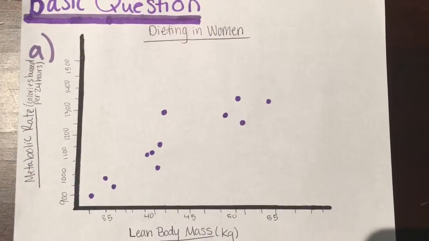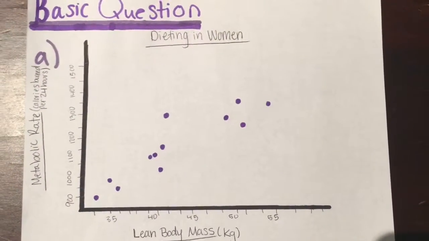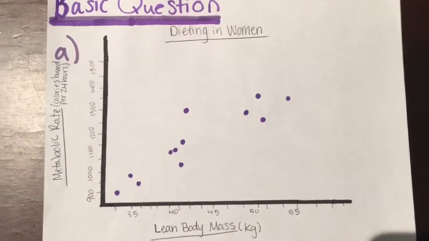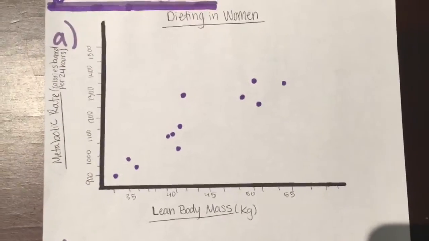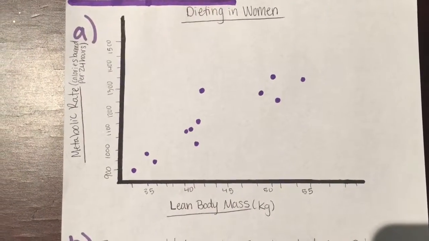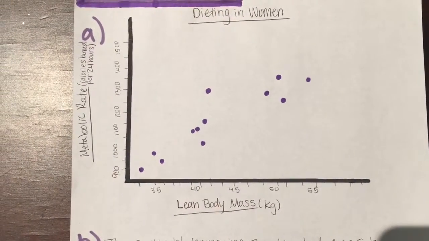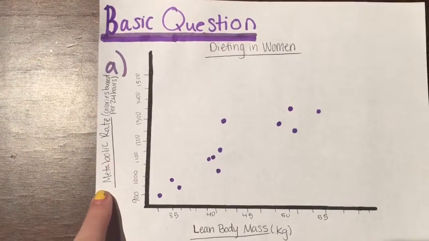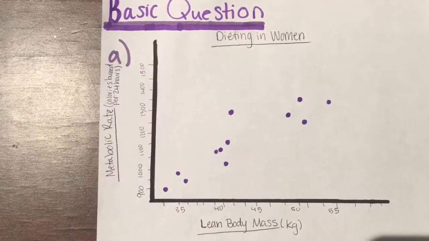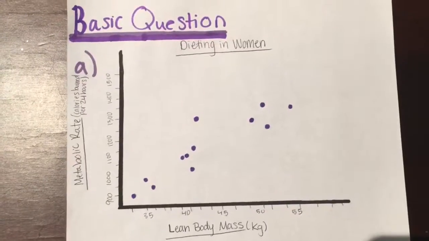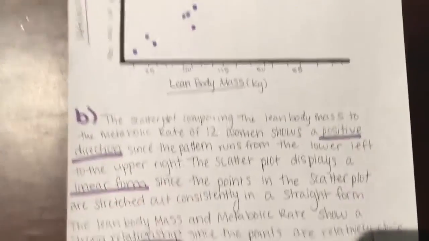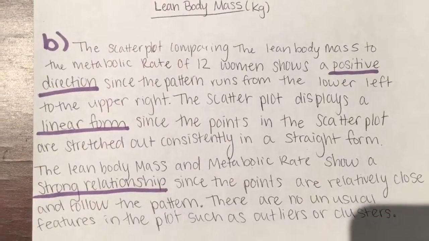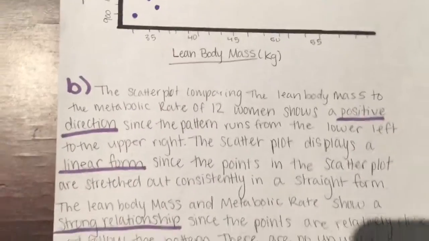The lean body mass is given in kilograms, and that is on the x-axis because it is the explanatory variable, as stated in the problem, that the researchers believe that lean body mass is an important influence on metabolic rate. The y-axis is the metabolic rate, which is the response variable. And part B asks us to describe the direction, form, and strength of the relationship.